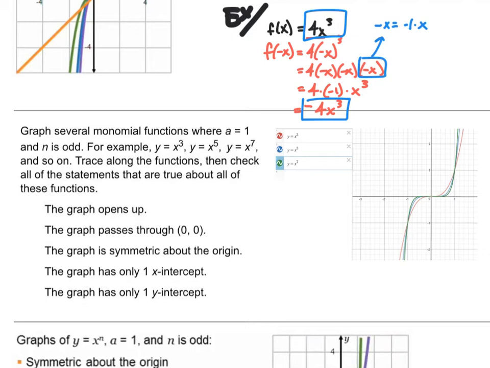Does the graph pass through 0, 0? The answer is yes. All those graphs intersect at that same point. Is the graph symmetric about the origin? That is true. That's the definition of an odd function, that it's symmetric to the origin. The graph only has one x-intercept. That is true. It only hits the x-axis at 0. It looks like it almost touches the axis elsewhere, but it doesn't. The graph only has one y-intercept, and that's true. It just hits at the origin. So all of the last four of those are true.